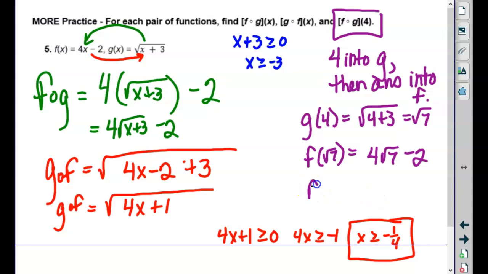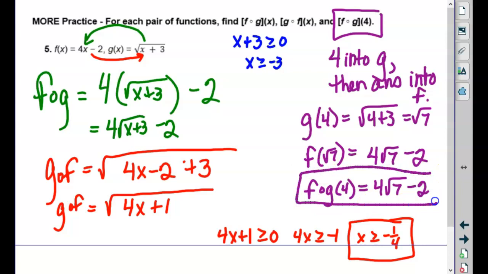So the answer is that F of G of 4 simplified to 4 square roots of 7 minus 2. Now, if we did this right, when we did it here, we should get the same answer. Is that the same thing we would have gotten if we'd put a 4 in here? 4 square roots of 7 minus 2? Okay, same thing. The only reason I don't suggest you do it that way is because on the quiz, if you made a mistake simplifying over here, you're automatically going to carry that through over here. So, all right.